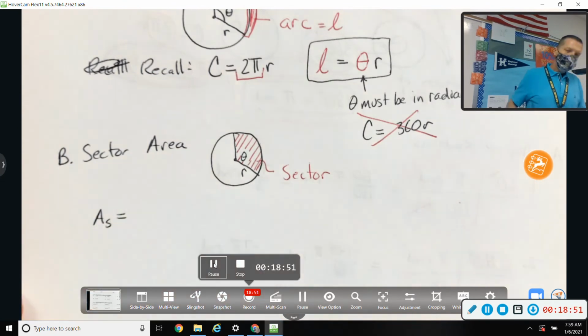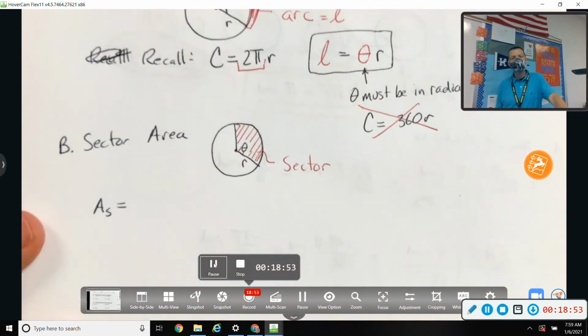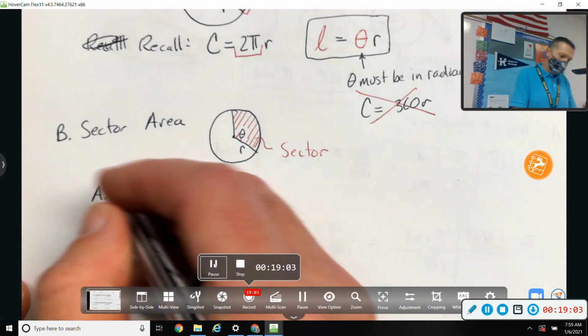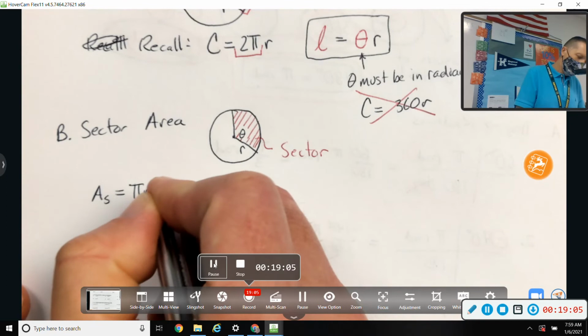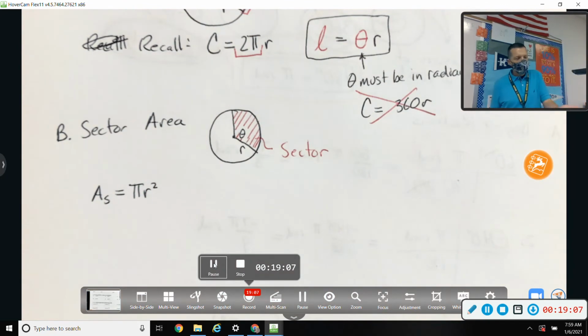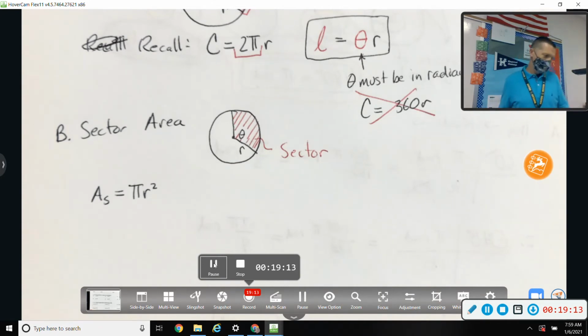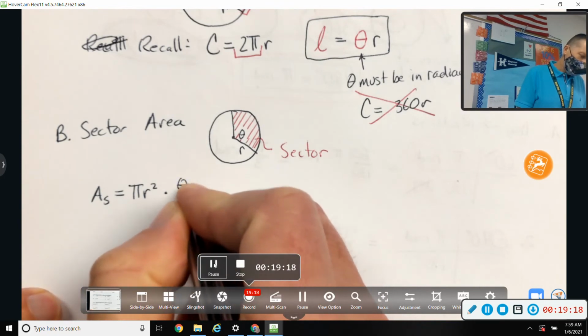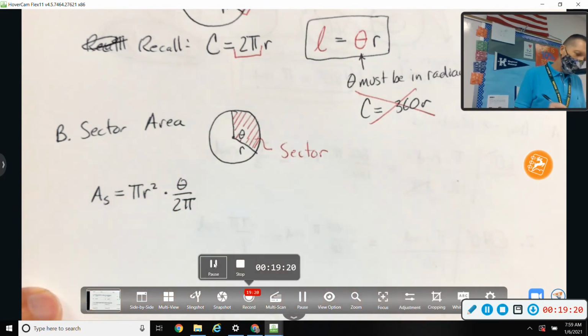To me, the easiest way to remember the formula is to start with the area formula. So what's the area of an entire circle? Pi r squared. All right, well, we're not done with this formula because that would be the whole circle. So we want to adjust that based on how much of the circle we have. Well, how much of the circle we have is theta over 2 pi.